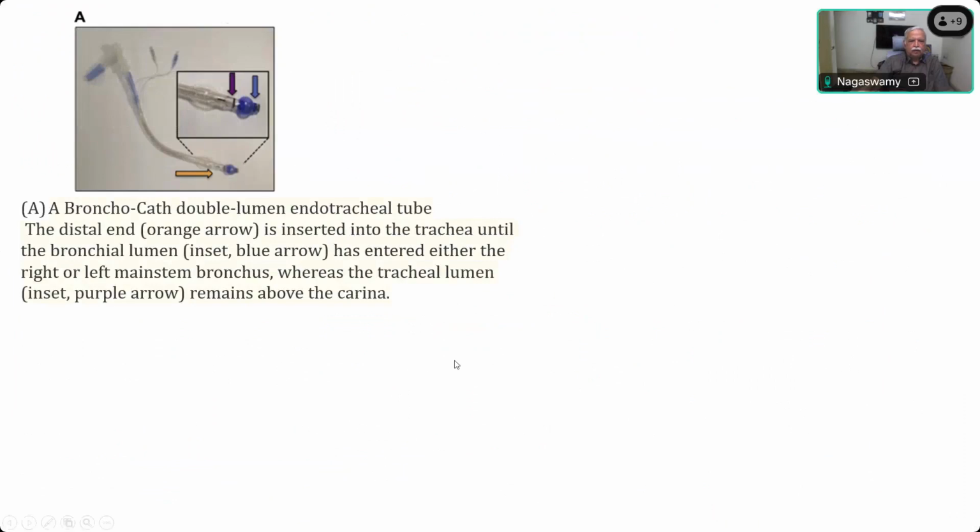The distal orange arrow is inserted into the trachea until the bronchial lumen, that is the blue arrow, has entered either the right or left main bronchus, whereas the tracheal lumen remains above the carina. So the tube goes in, you advance till you encounter a resistance. That means you have entered the division of the trachea and the major bronchi. You stop there.